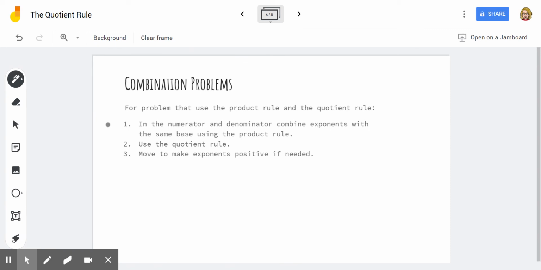So combination problems are problems that use the quotient rule, the rule for division, and the product rule that we learned in the previous lesson. So for problems that use the product rule and quotient rule, first, in the numerator and denominator, combine exponents with the same base using the product rule. Then you'll use the quotient rule, and then move to make exponents positive if needed. So those are the steps you're going to follow.